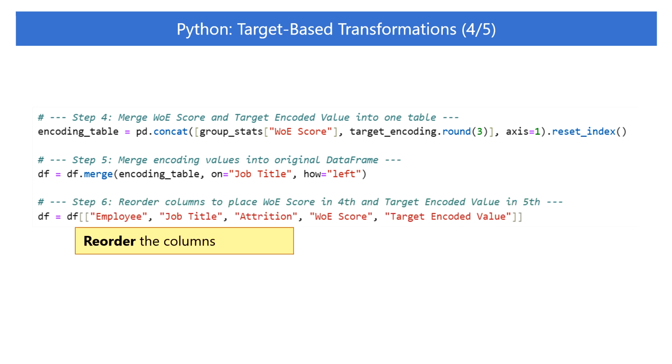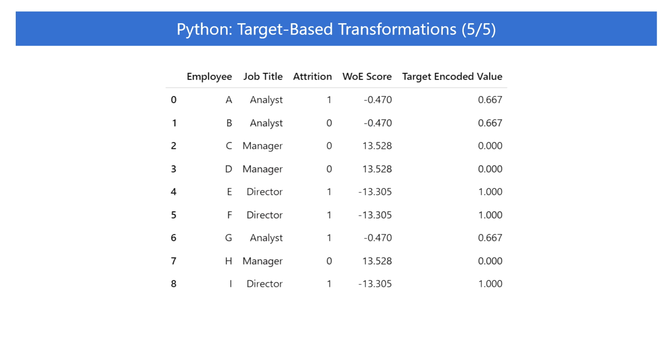Reorder the columns. Display the final data frame with all relevant columns. We can see weight of evidence score and target encoded value are successfully computed and recorded for each row.